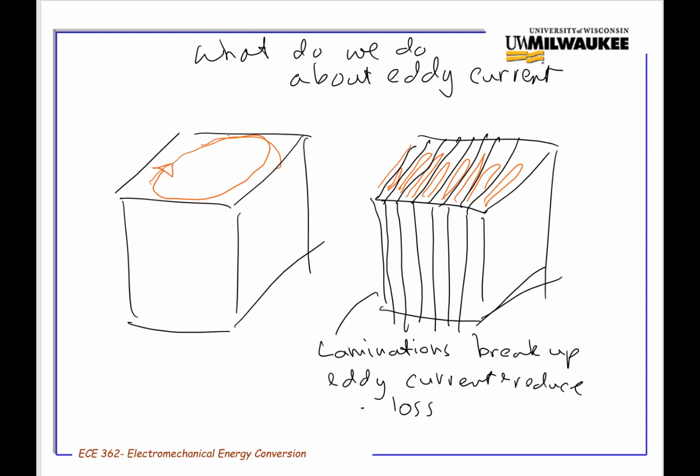And so this is what you do if you're going to operate with alternating current in these cores: you need to somehow break up the iron and then put it back together again.